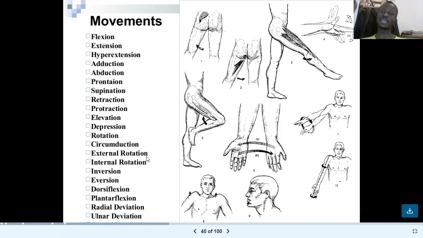Then dorsiflexion and plantar flexion refer to movements of the foot at the ankle joint. One of them is true extension, one of them is true flexion. This you'll come to appreciate when you do your lower limb. However, for the purposes of completeness, dorsiflexion, whereby you're going to be moving the dorsum of the foot towards the leg, that is going to be true extension. Whereas plantar flexion is going to be true flexion.